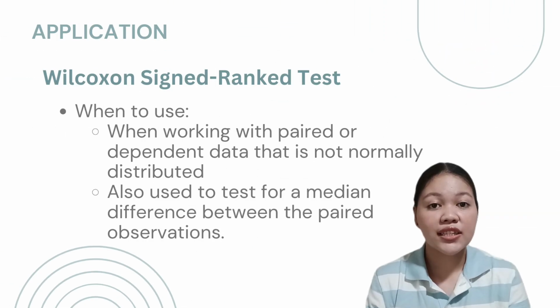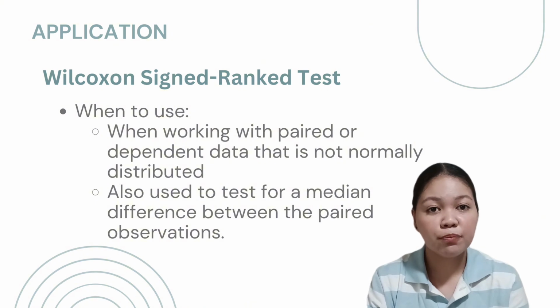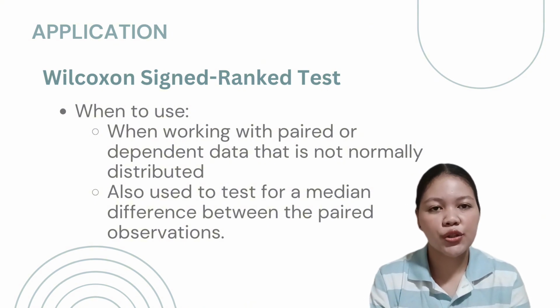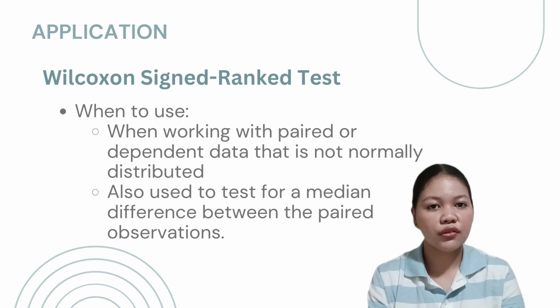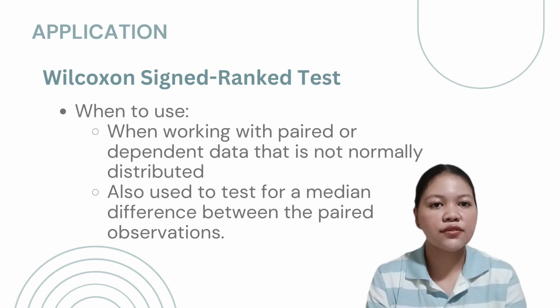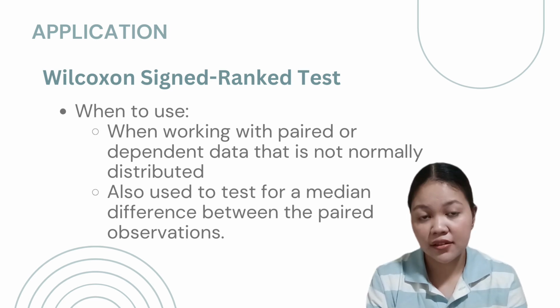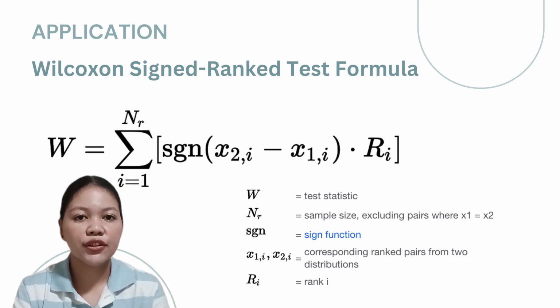Finally, the Wilcoxon Signed-Rank Test is used when working with paired data, like pre- and post-test scores. It is also used when the data doesn't meet assumptions of normality and when you want to test for median differences instead of means. Now, to calculate for the W, we first need to find the differences between paired observations, rank their absolute values, and apply the original signs back to the ranks. The result helps determine whether the median difference is statistically significant.